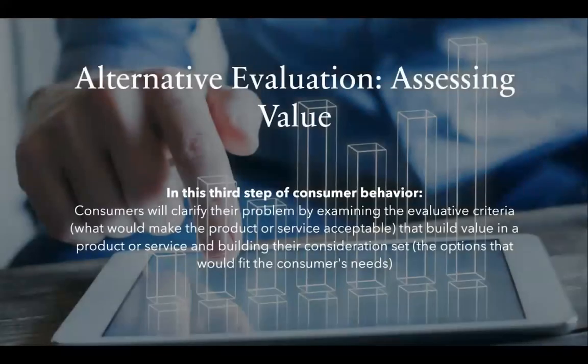Alternative evaluation, assessing value. In this third step of consumer behavior, consumers will clarify their problem by examining the evaluative criteria, what would make the product or service acceptable, then build value in that product or service and build their consideration set. Those are the options that would fit the consumer's needs.